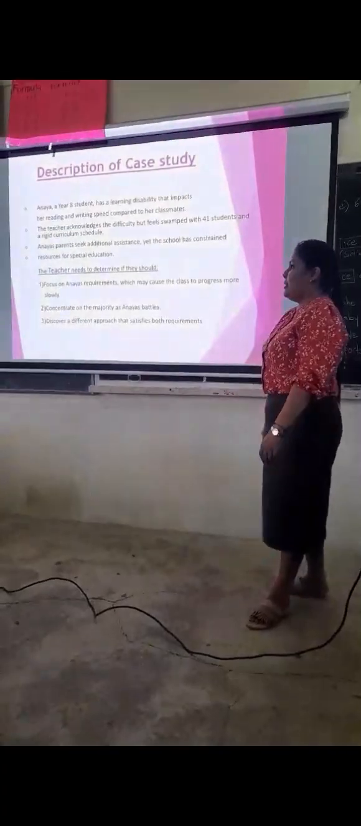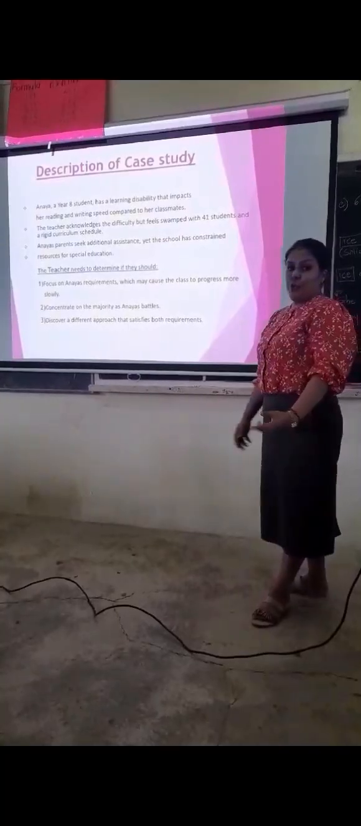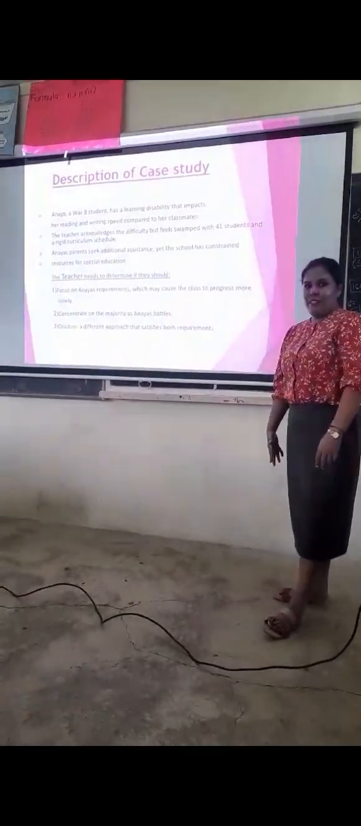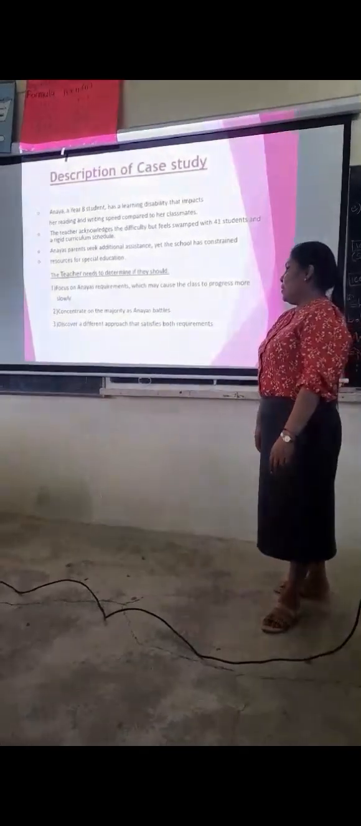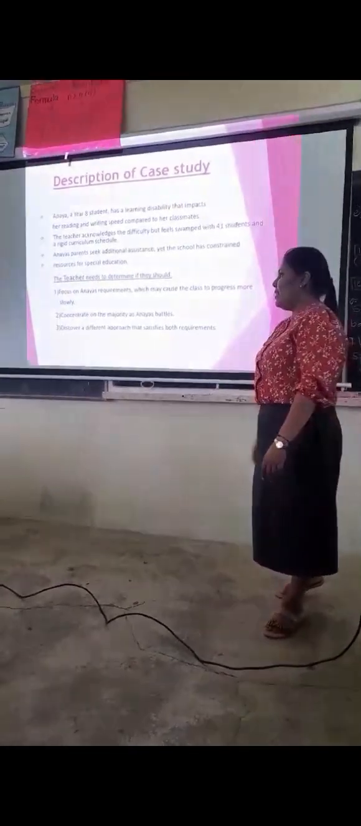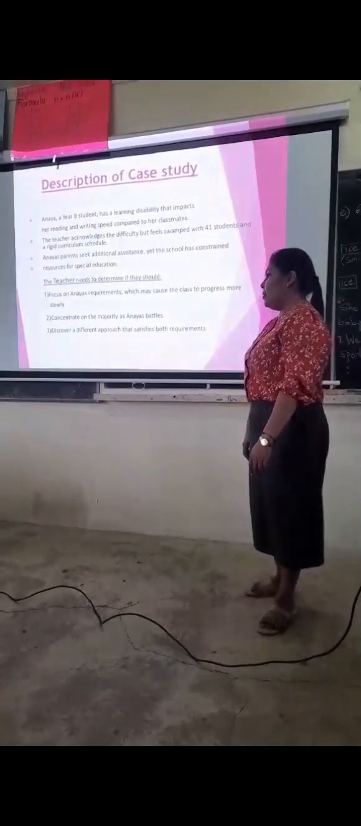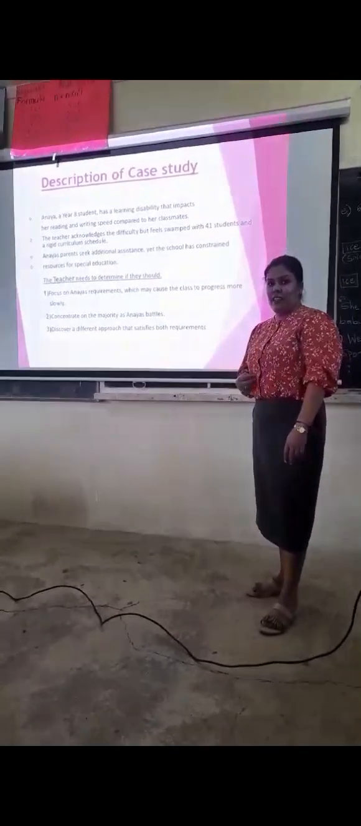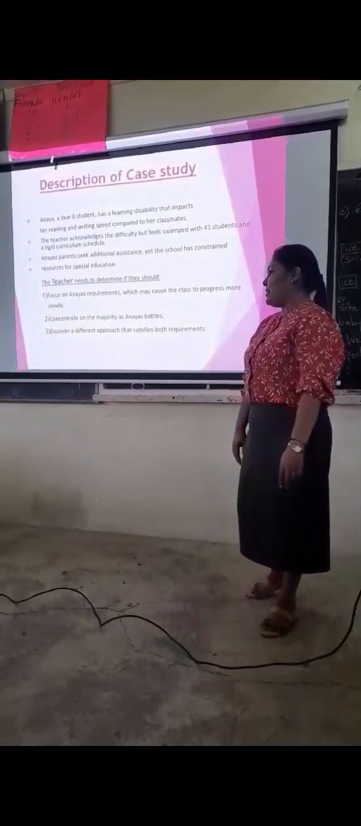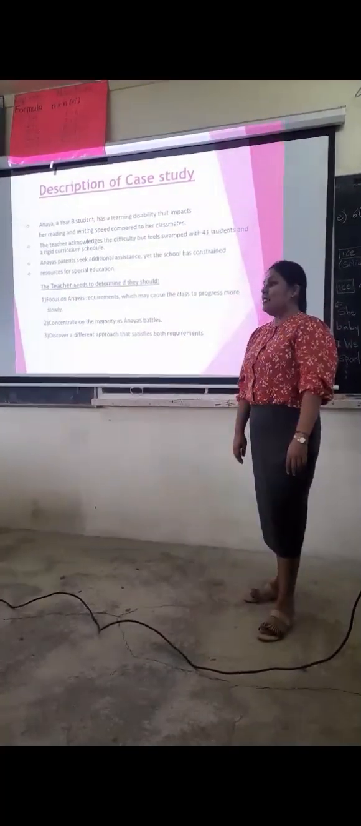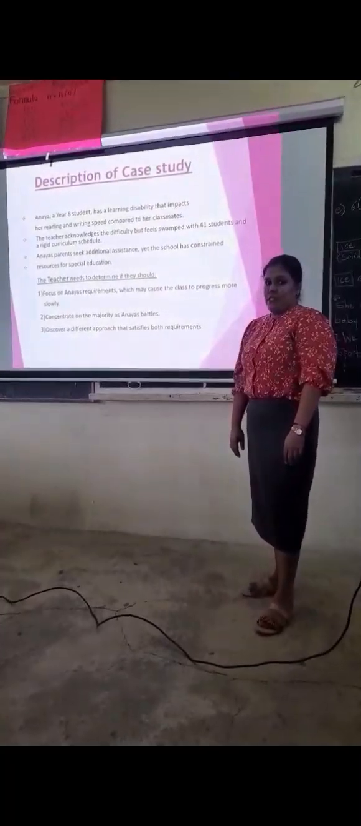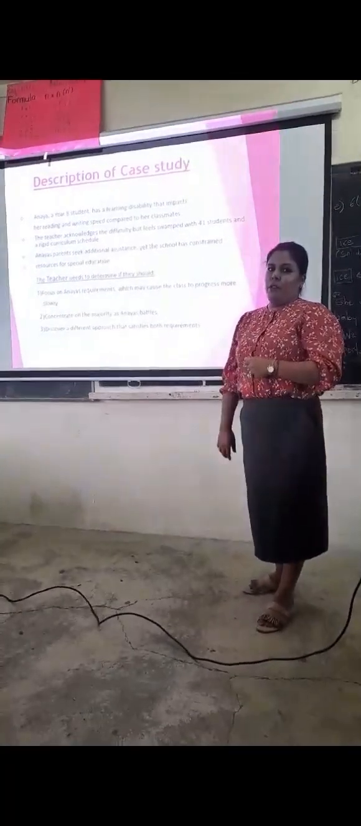What should the teacher do? Number 1, focus on Anaya's requirement, which may cause the class to progress more slowly. Number 2, concentrate on the majority rather than Anaya's method, what Anaya is going through. Number 3, discover a different approach that satisfies both requirements. Now the teacher has to see both.